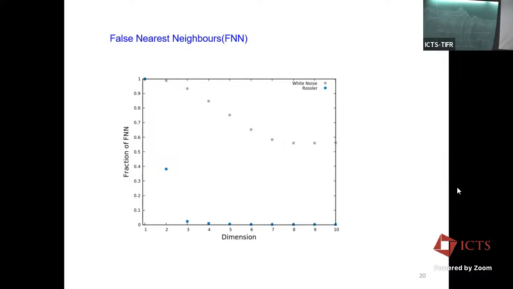But on the other hand, if you are doing it for white noise, for example, it will not converge at all. The number of false neighbors will continue changing like that, because there is no deterministic trajectory for white noise, which tells you that higher dimensions are not required or that it has a finite dimensional phase space.